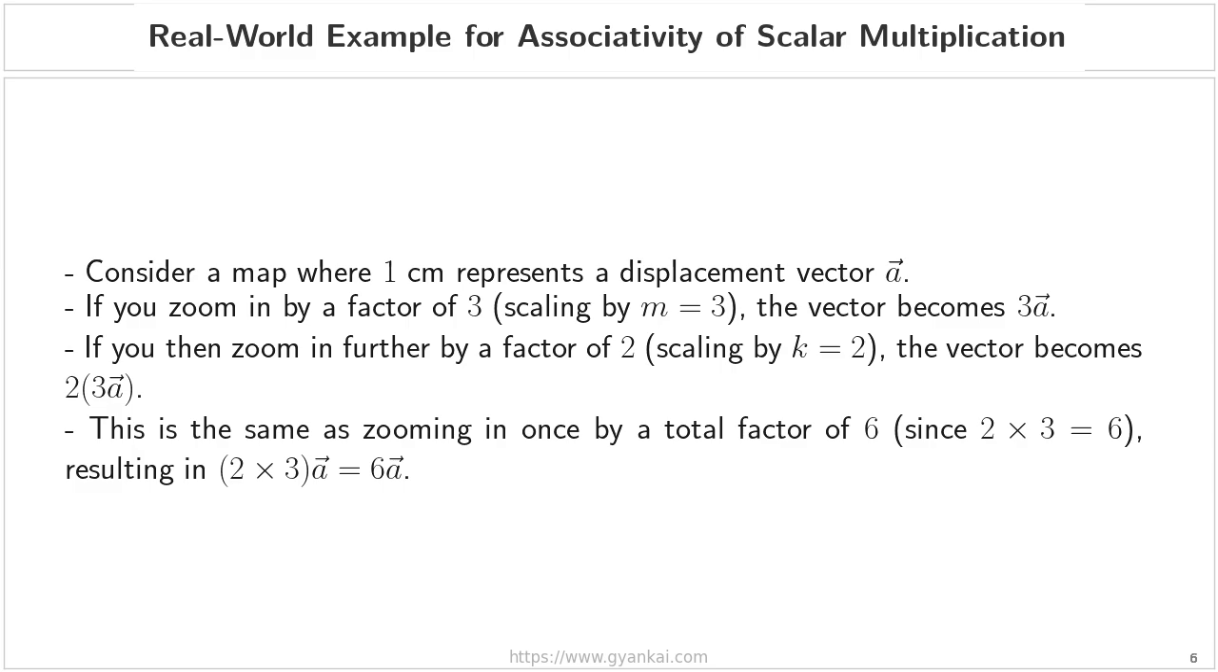This perfectly demonstrates the associative law. Whether you scale the vector in 2 separate steps or multiply the scalars together first, the final magnitude and direction remain identical.